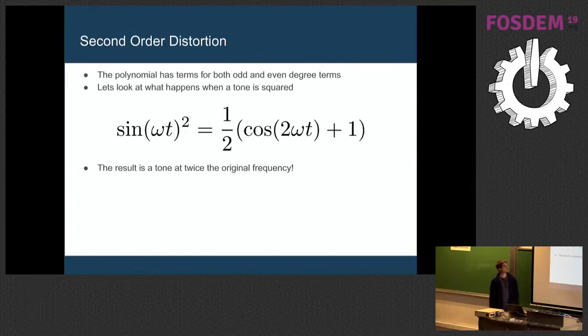So second order distortion. Let's just look at what happens if you take the input signal, multiply it by some constant, and then square it. This is the interesting term here. The result is a tone at twice the original frequency. So we're generating a second harmonic. We don't have a mixer. We just have an amplifier, but we're getting a second harmonic out.